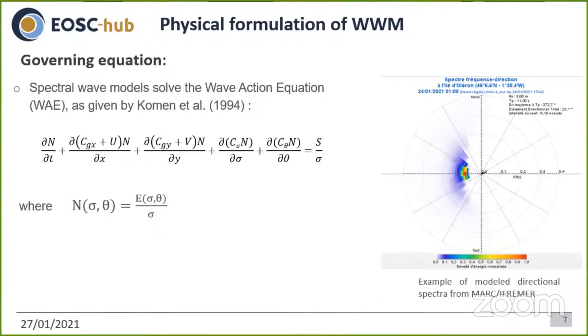The variable that is solved is the wave action, and the wave action corresponds to the discrete wave energy divided by the relative frequency. This quantity is preferred to the discrete wave energy because it is conserved in the presence of ambient currents. The source terms correspond to dissipation by breaking, dissipation by bottom friction, growth due to the wind, and dissipation by whitecapping. On the right-hand side, you can see a figure corresponding to a directional wave spectrum computed by the operational wave model of Ifremer in France.